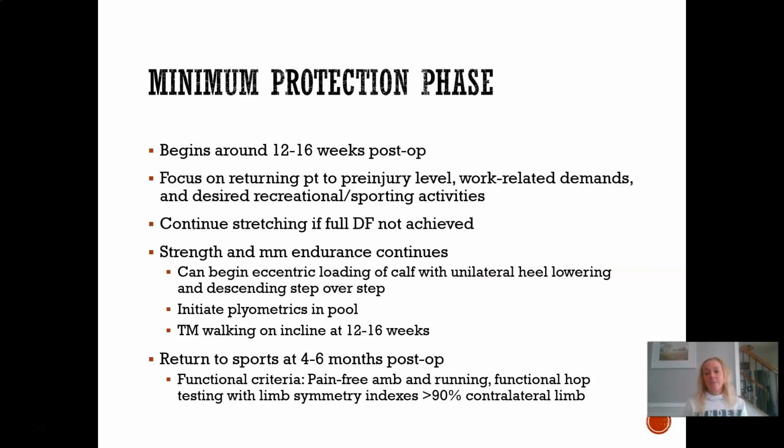Usually at least 4 to 6 months before we're talking about returning to sport. So your patient has to be able to ambulate pain-free. They have to be able to run, and they have to pass the functional hop test with 90% of the contralateral limb. So what that means, if you're not familiar with that, is we will have them typically do a single leg hop, and we'll measure how far they can hop on the good leg, and then we'll have them hop on the bad leg and make sure they can get about 90% of that same distance. If they can, then that usually means they're ready to return to sporting activities.